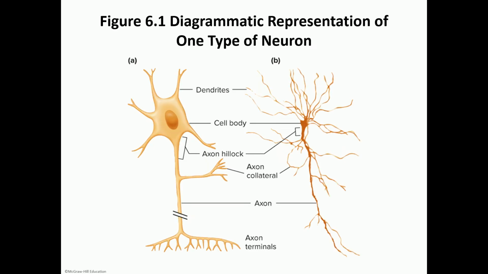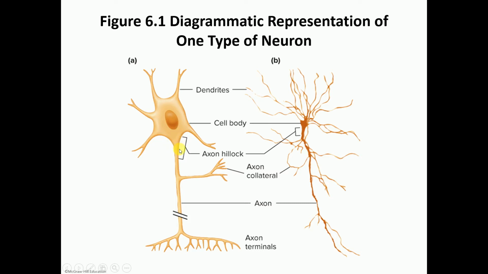Now, this is what a typical neuron looks like. When we get to the anatomical or the structural classification of neurons, you'll see that we have different kinds of these neurons, but the majority of the neurons look like this. We've got a cell body, and the cell body has the nucleus, and then there are dendrites that bring information into the cell body. Then there's an axon hillock.